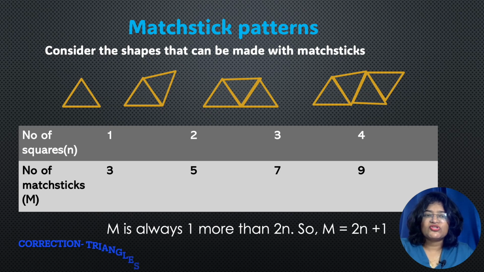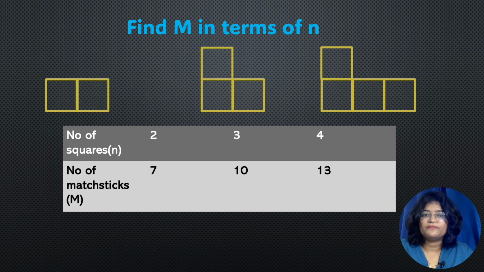Now consider these shapes. If you have to make a triangle with matchsticks, you get one, not square, but a triangle. One triangle with 3 matchsticks, 2 triangles with 5 matchsticks, 3 triangles with 7 matchsticks, 4 with 9 matchsticks. So m is always 1 more than 2 times n. So m is equal to 2n plus 1.